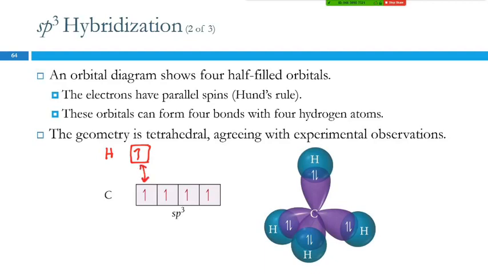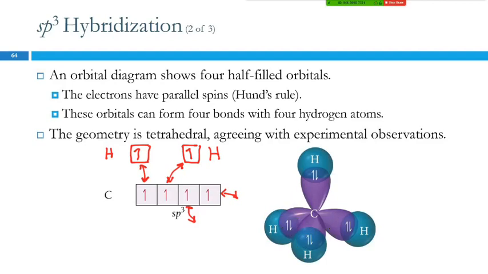So these guys can overlap. These guys can overlap. And this could overlap, and this could overlap. You get the idea? So here we have those 4 hybrid orbitals.